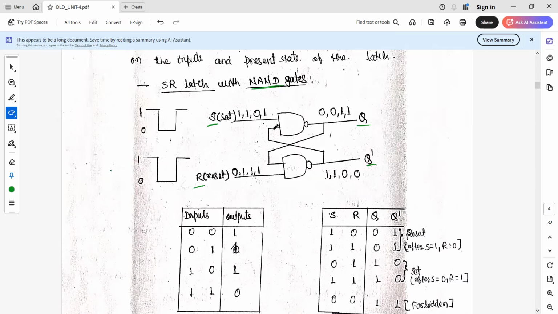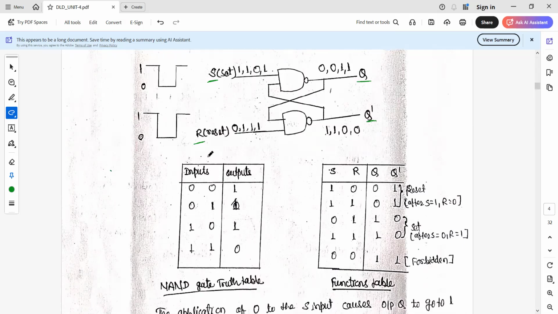Again, to understand the operation of this SR latch with NAND gates, we need to know the truth table of the NAND gate. So this is the truth table of the NAND gate. In the case of NAND gates, if any one of the inputs is 0, we are sure that the output is going to be 1. So we are going to use this concept here. First situation, we take S as 1 and R as 0. Now if we mark NAND gate 1 and NAND gate 2, NAND gate 2 has one input as 0, so we are sure that this output is going to become 1.